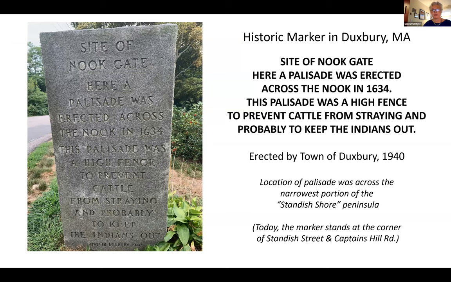There's some information on this slide about where it's located, but you can easily find it by Googling Nook Gate, Duxbury. What the sign says is: site of Nook Gate. Here, a palisade was erected across the Nook in 1634. This palisade was a high fence to prevent cattle from straying and probably to keep the Indians out. So I'm going to stop screen sharing now so I can introduce our wonderful speaker.